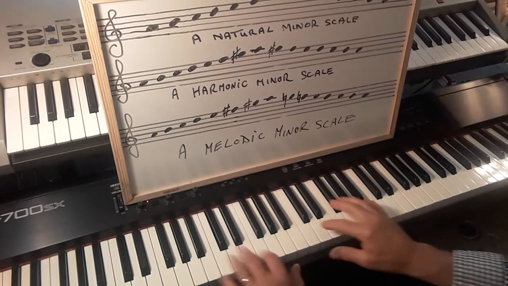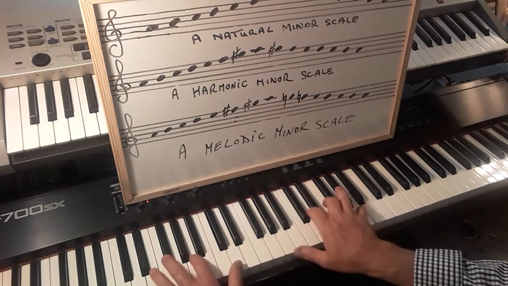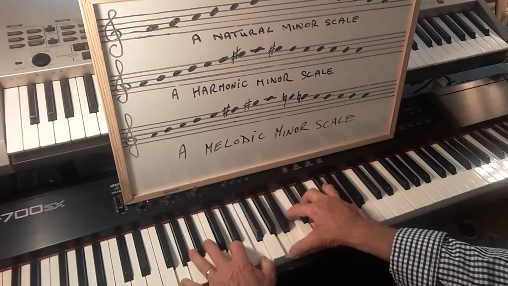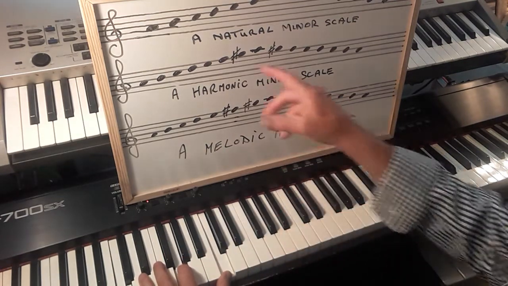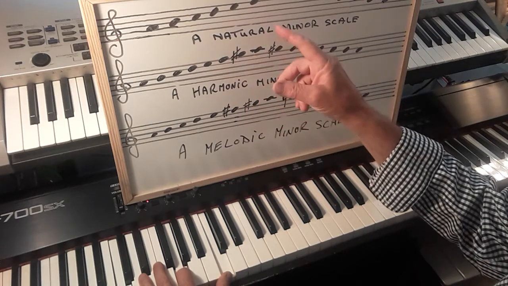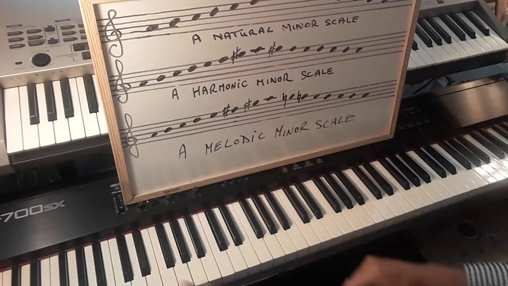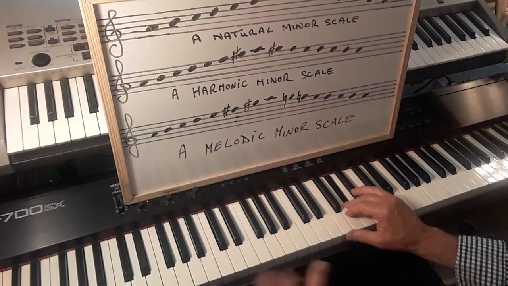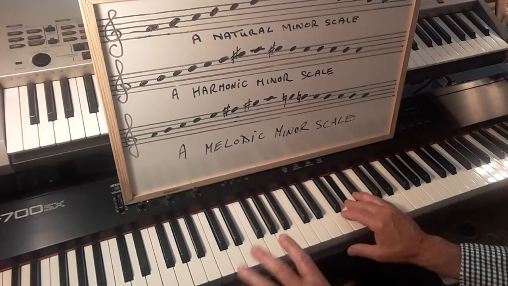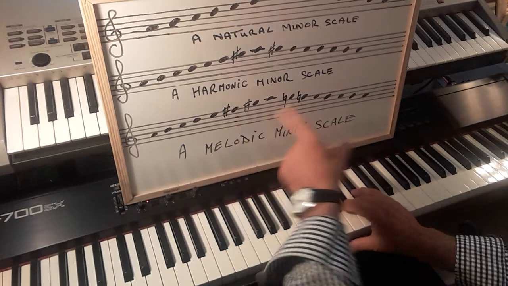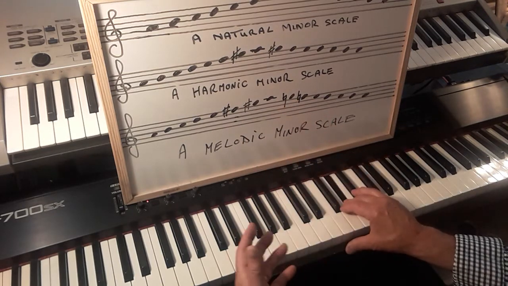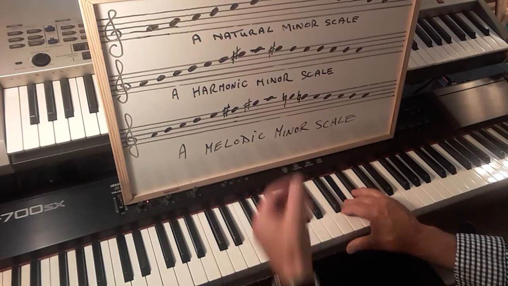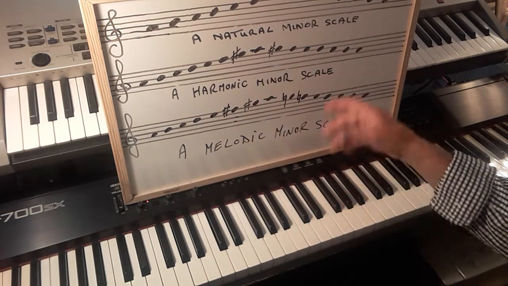So if it's written in A minor, you've got to look for an accidental, which is the G sharp. If that appears a few times within the piece of music, it would more likely be the harmonic minor scale that the piece is written on, as opposed to the natural minor scale.